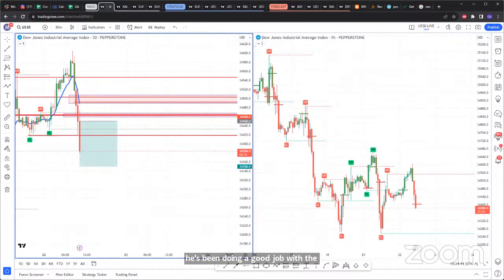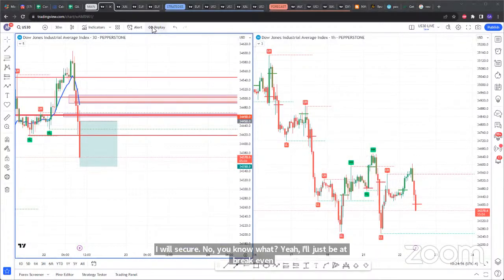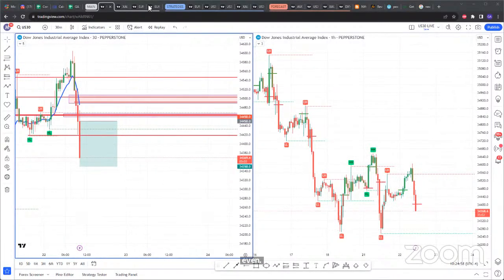I will actually secure, no, you know what? Yeah, I'll just be at break even. Move stop loss to BE. Okay, so I'm at break even for that trade because we are almost hitting full TP.